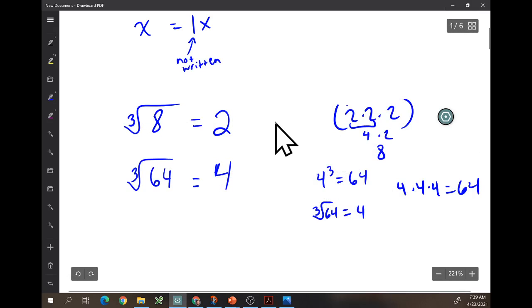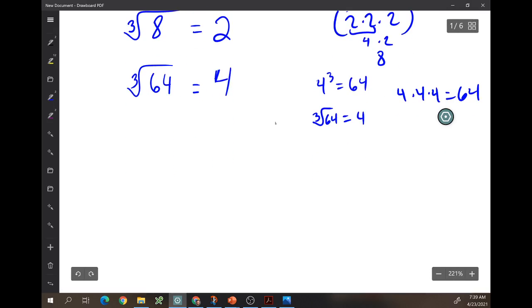Now, there's one more little complicated thing. Actually, before I go there, just when we're talking about these, if I had, for example, the square root of x, even though there's not a 2 there, we have to remember it is a 2.